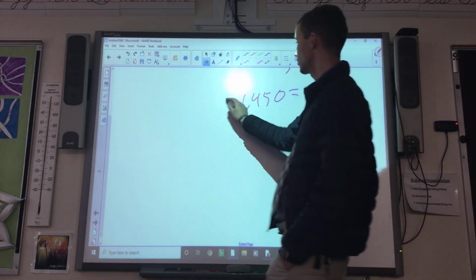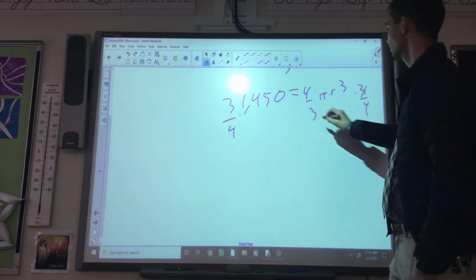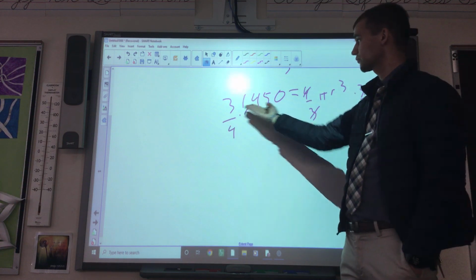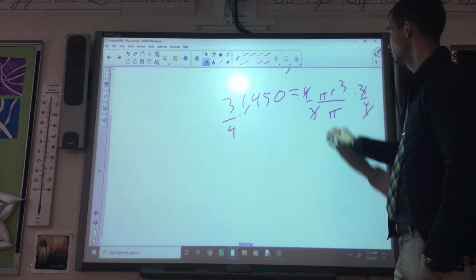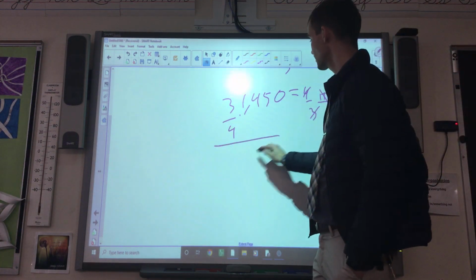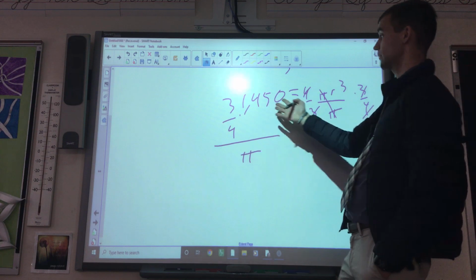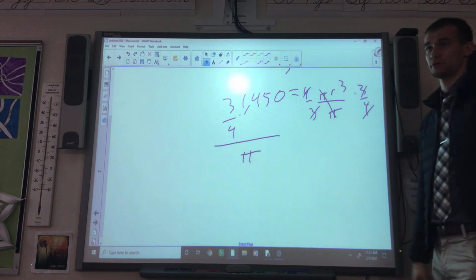Right away, I would multiply by 3/4 on both sides. That's going to get rid of the 4/3 on this side. So 1,450 times 3 over 4, but then I divide by pi, which means I have to divide this by pi. So 3/4 times 1,450 divided by pi, that's going to get you your answer.